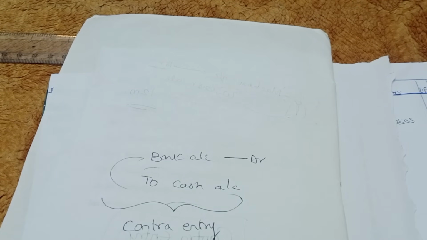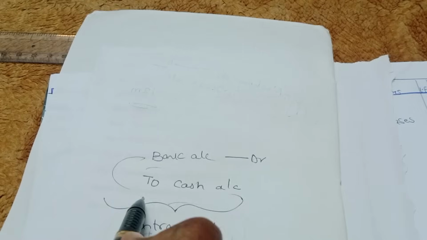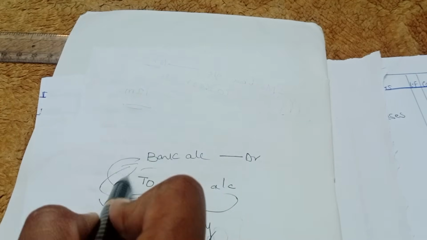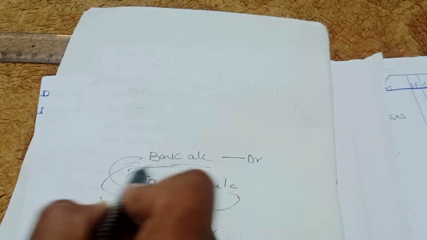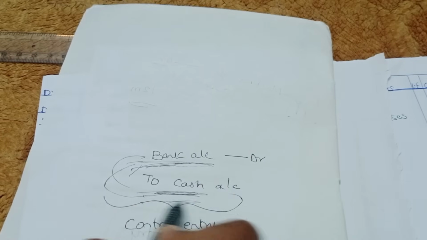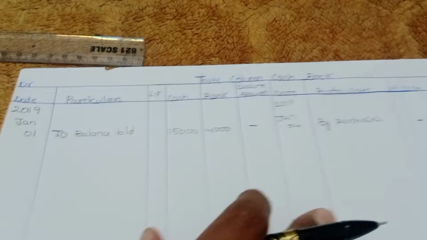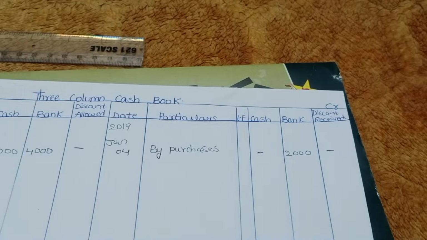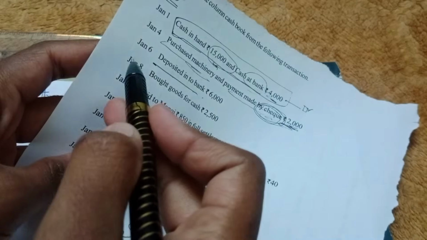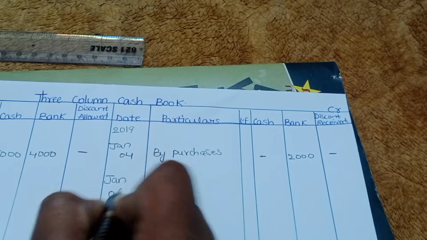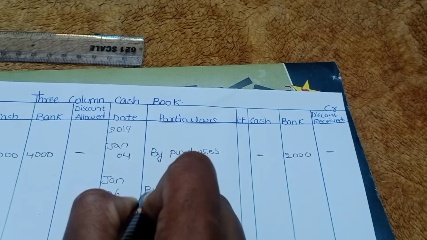So first, what are we having? To cash means the opposite term is there, by bank account to cash account. By bank, where will it come? Debit side or credit side? What is the date? January 6th. So here I am writing January 6th, by bank.